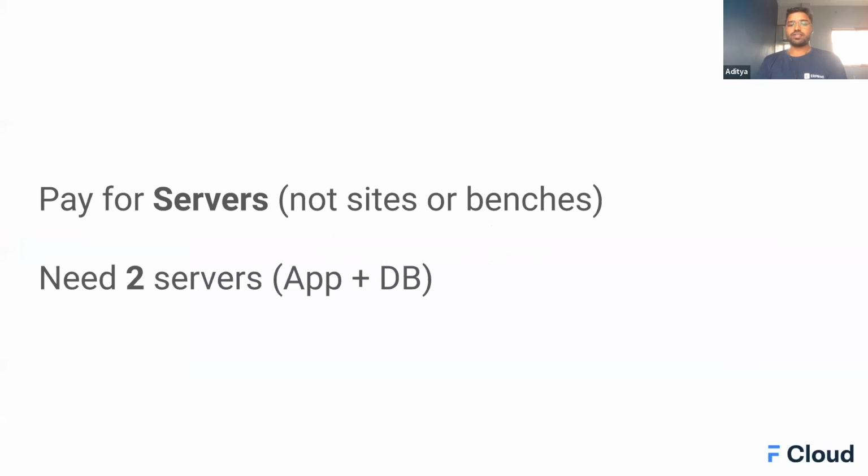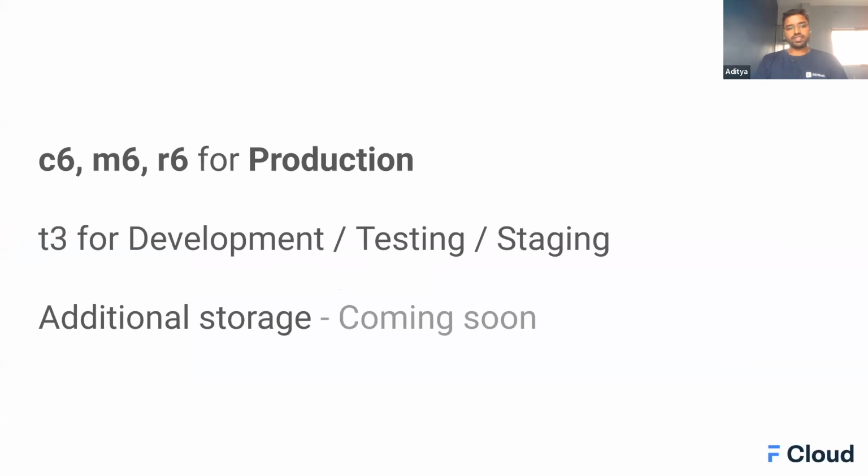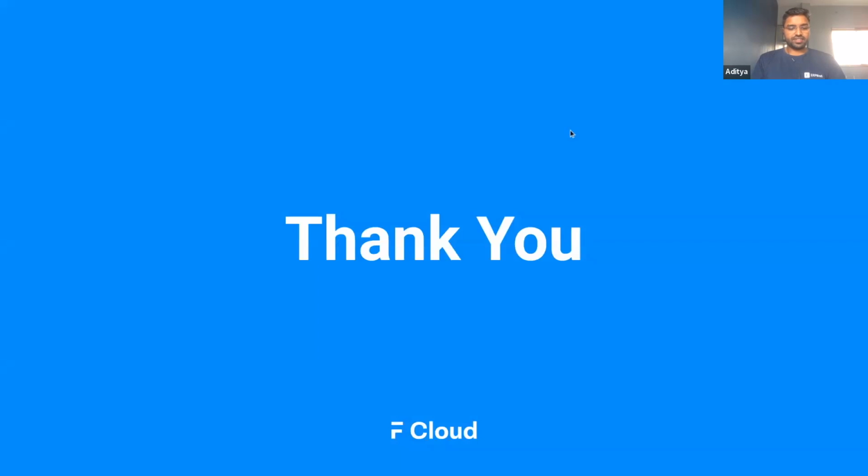I'll quickly repeat some of the points I mentioned. Again, you pay for servers, not sites or benches, and you have to pick two servers. All the paywall features from before are now removed. You get all the private bench features and all DB access and SSH access features from the get-go. We recommend you go with C6, M6, and R6 machines for production instances, and we recommend T3 machines for smaller sites or your development and staging instances. That is basically the end of the demo.